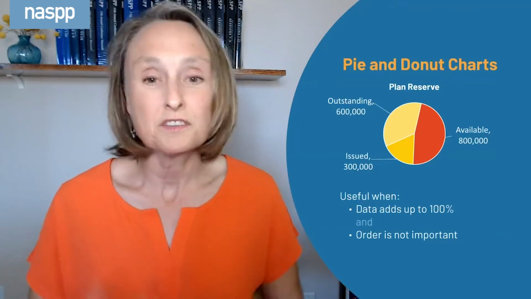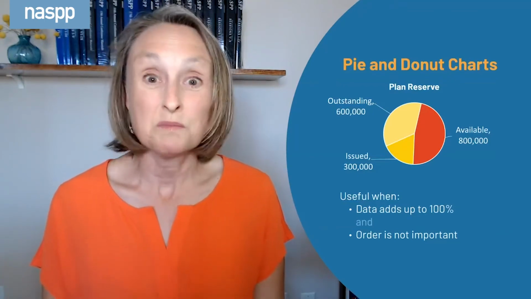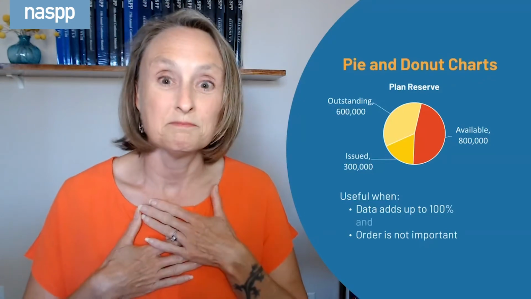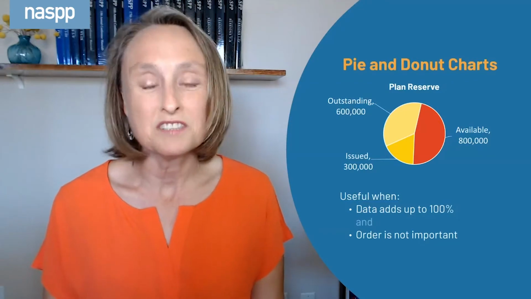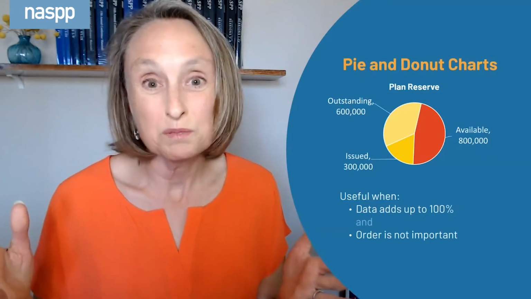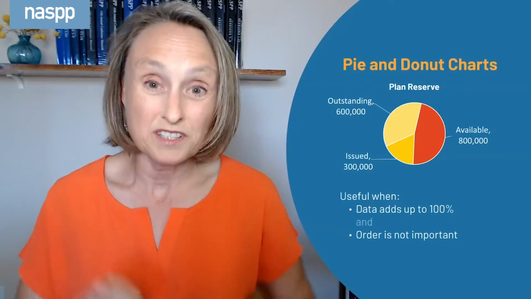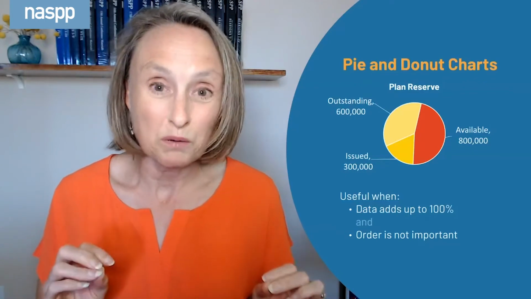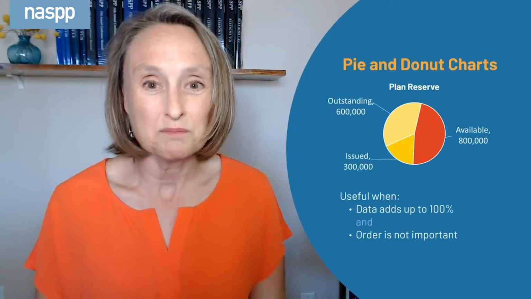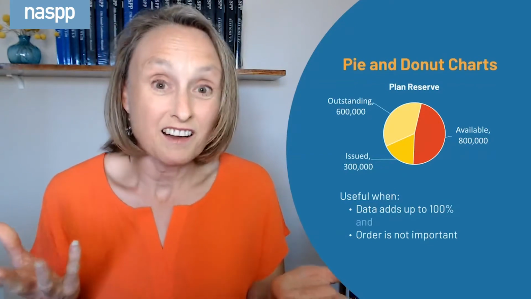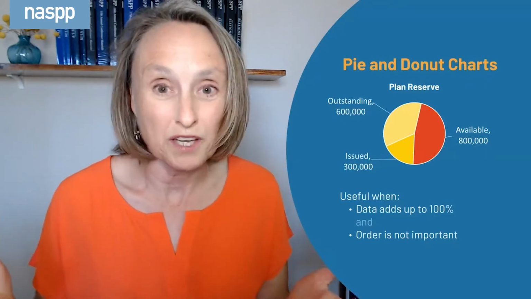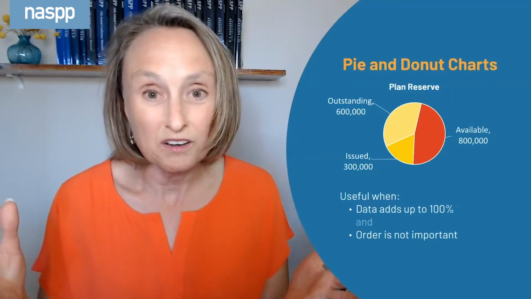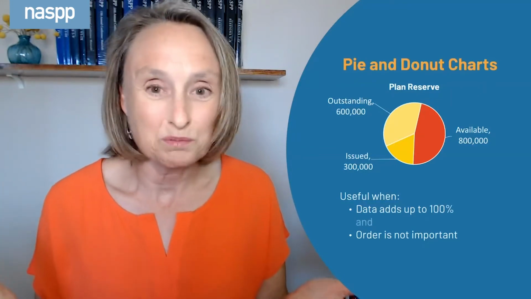So one type of chart that you might include is a pie chart, or my favorite, the donut chart. Pie charts and donut charts are really great when you have data to present that adds up to 100%. And when the order the data is presented in is not important. So I have a great example here on my slide. I'm presenting data on the status of our plan reserve. All of those 3 categories, when added together, equal the total shares in our plan reserve. So they add up to 100% of a whole, and it doesn't matter what order that data is presented in.